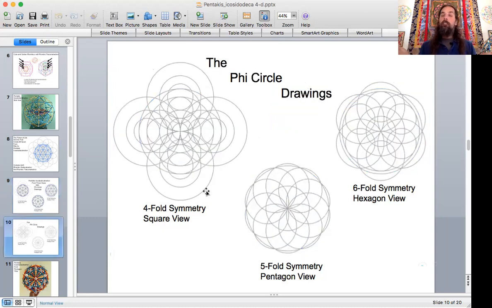So this is just the Phi circle drawings just by themselves. They're very simplistic drawings. This one is a little more complicated, and there's more circles in here than you need. I just rounded it out to make it more full looking. So the 4-fold symmetry, you have to hunt around to find the lines. This is so obvious. Just connect all the dots, and what you have is the Pentakis Icosidodecahedron.